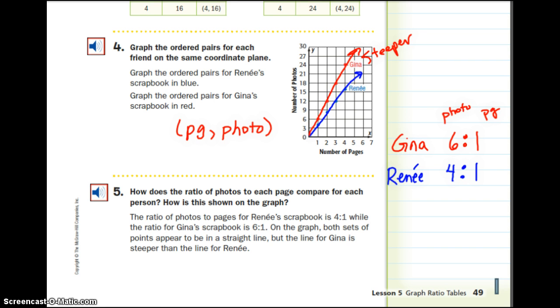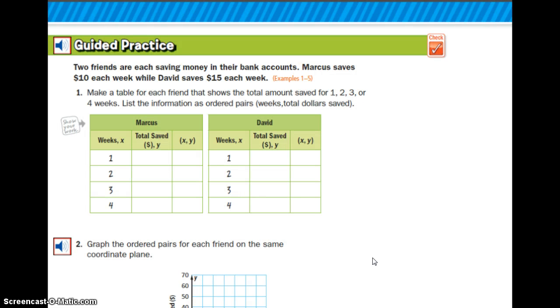Turn the page. This is a short lesson, and hopefully it was easy to understand. We're going to pause the video, do the guided practice, and come back soon.